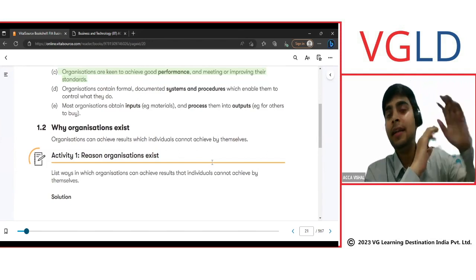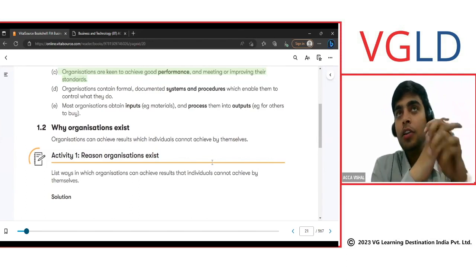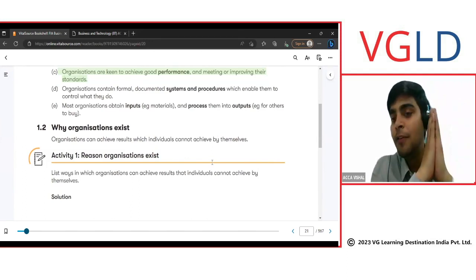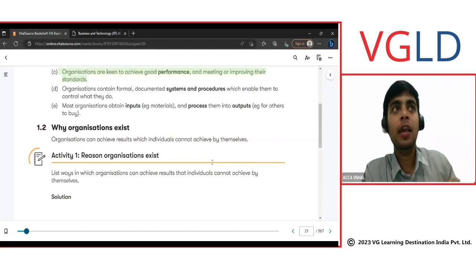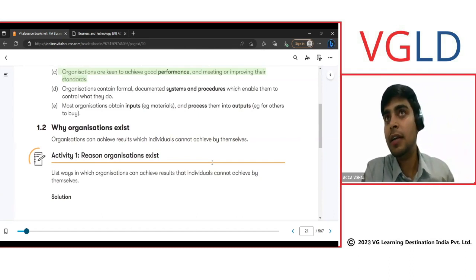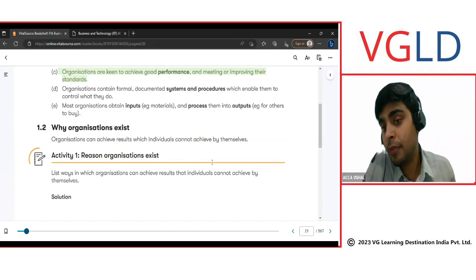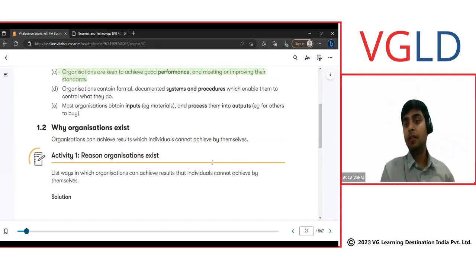When I, as an individual, and you, as an individual, do a task individually, let's talk about painting a wall. You are painting your wall, I'm painting my wall, and we both have been hired by a person. I'm giving you 10,000, I'm giving you 10,000, and you both do your walls, and at the end of the day I want a wall to be painted. But I'm not that good at painting the wall, but you are. You are really good at painting the wall.